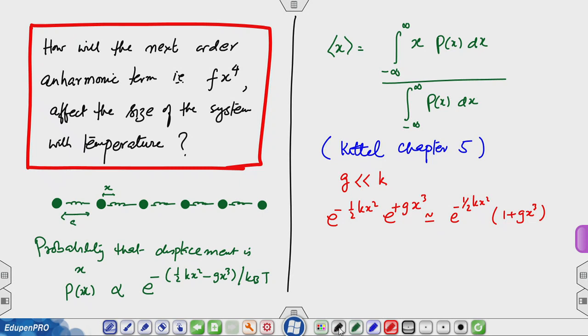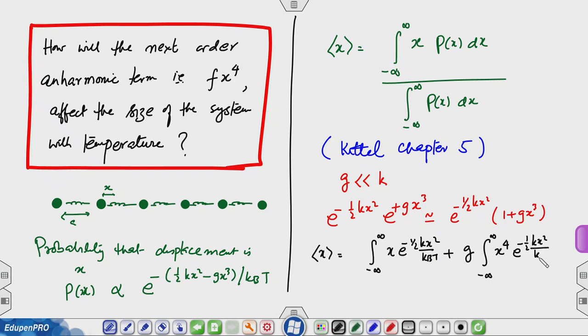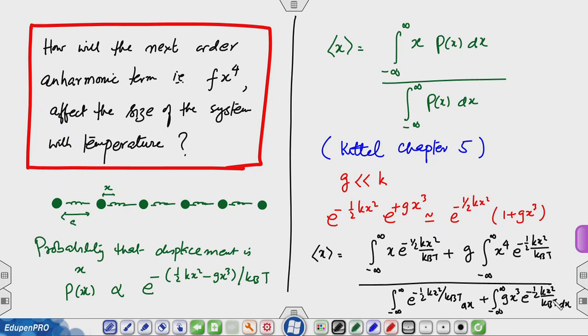And therefore, average x is going to be integration minus infinity to infinity x e raised to minus 1/2 k x square over k B T, plus g integration x raised to 4 e raised to minus 1/2 k x square over k B T, divided by integration minus infinity to infinity e raised to minus 1/2 k x square over k B T dx plus integration minus infinity to infinity g x cubed e raised to minus 1/2 k x square over k B T dx. That is the average value of x.